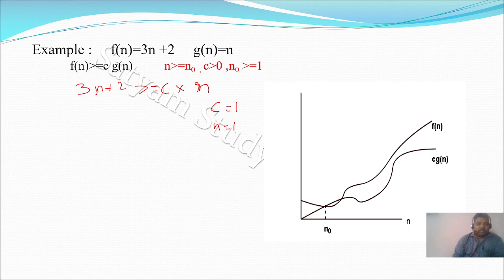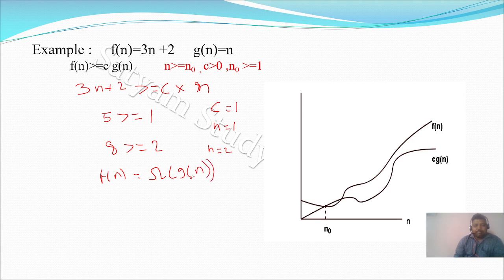Now 3 into 1 plus 2, that is 5, is greater than or equal to c, which is 1, into 1, that is 1. So it is satisfied. Now we can check n equal to 2. In this case also, 3 into 2 is 6, plus 2 is 8. 8 is greater than or equal to 1 into 2, that is 2. It is also satisfied. So here you can say that f of n is omega of g of n.